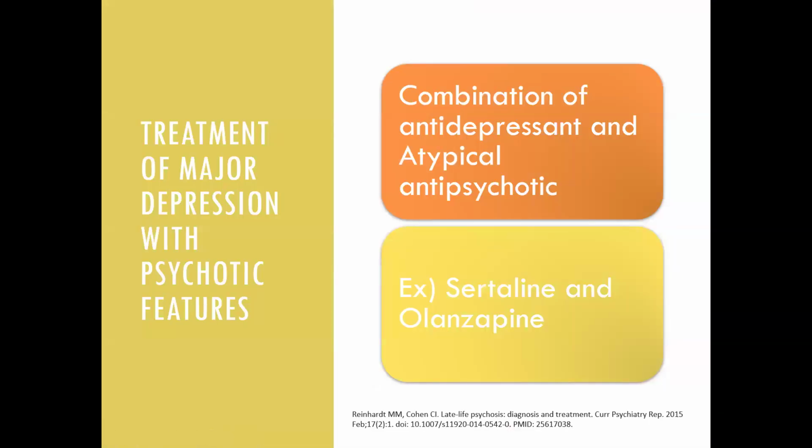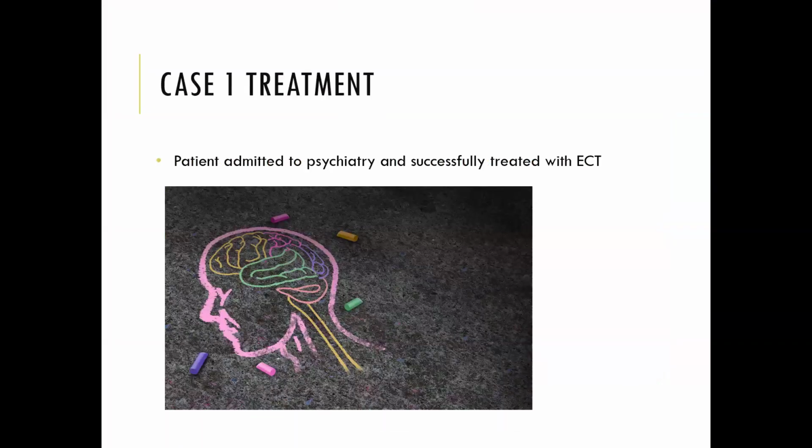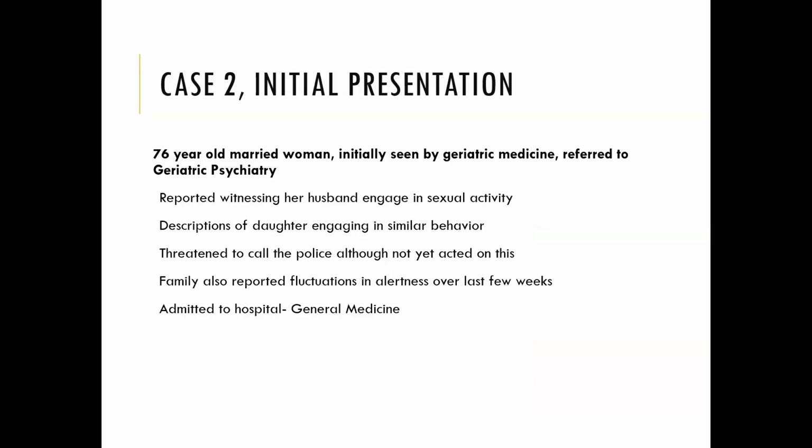But the mainstay of treatment for major depressive disorder with psychotic features is the combination of an antidepressant and an antipsychotic. Sertraline and olanzapine is a great example of a good combination. So for our first case, the patient was admitted to psychiatry, was successfully treated with ECT, and went home.